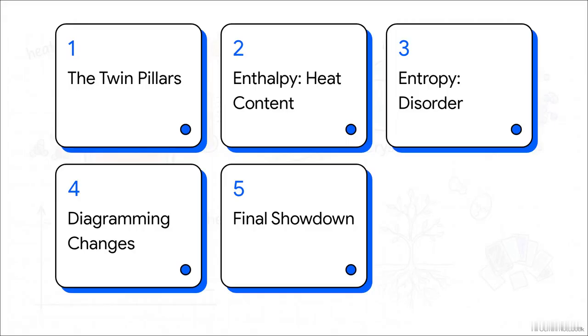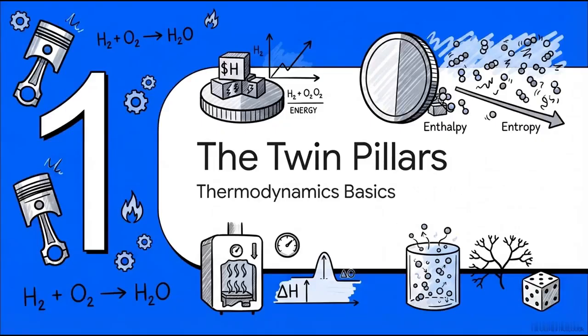Okay, here's our quick roadmap for today. First, the twin pillars. Second, enthalpy and heat content. Third, entropy and molecular disorder. Fourth, diagramming changes. And finally, number 5, the final showdown. We're going to break all of this down step by step to lower any math anxiety and build a really rock-solid foundation for you.